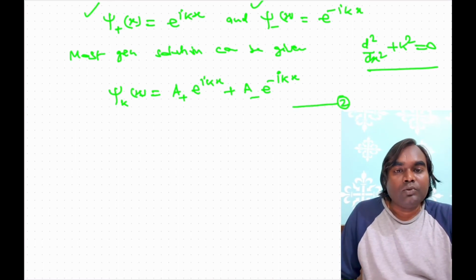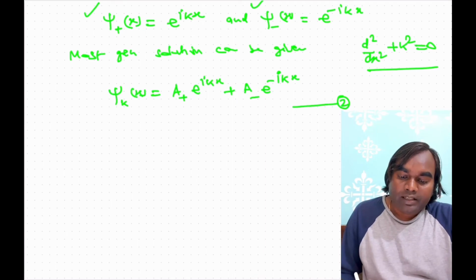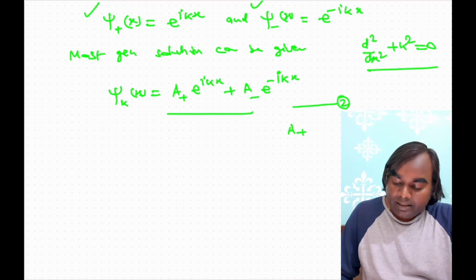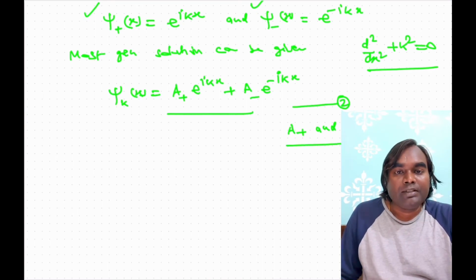k² = 2mE/ħ² is nothing but the wave number. So here in this equation A+ and A− are two arbitrary constants, and these constants can be found by the application of the boundary condition. But for the free particle there is no boundary condition, so we can easily get them by the normalization condition.